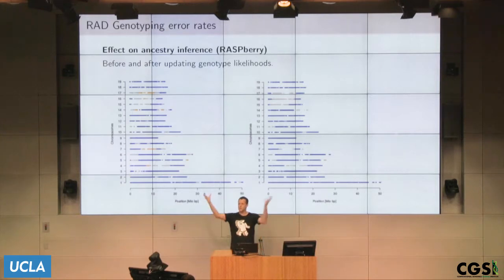Okay, so you have two species. You generate an F1. The F1 is backcrossed to one of the species. Okay, and now in the genome, I'm trying to infer what the ancestry is at every variant along the chromosomes. And the ancestry can be one of three types.